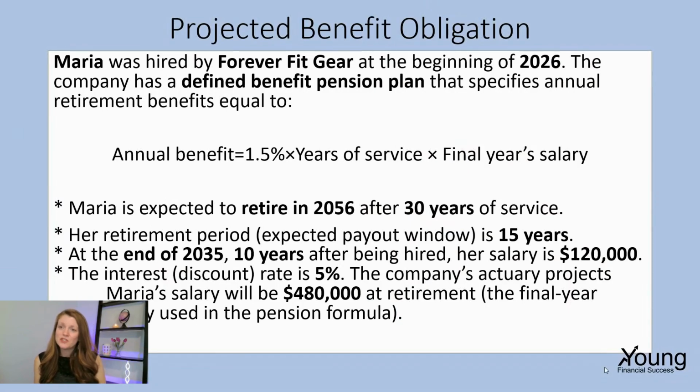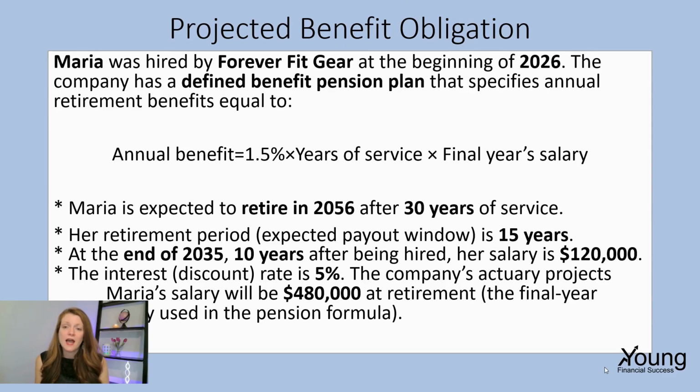So Maria was hired by Forever Fit Gear at the beginning of 2026. The company has a defined benefit pension plan that specifies annual retirement benefits equal to 1.5%. So that's what the company's agreeing to pay. The higher the percentage, the more the company's saying they'll pay once you retire. Times the years of service, times the final salary.